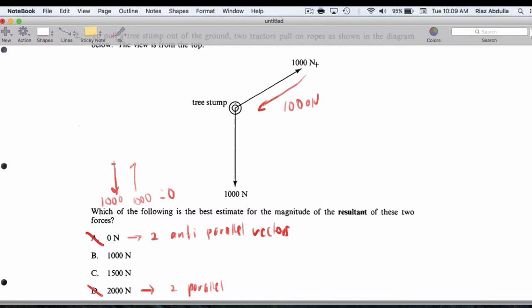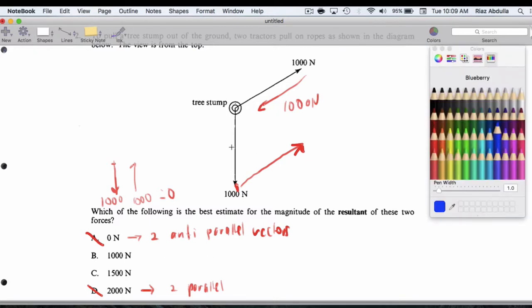Now here, let's actually try to figure out what's going to happen. So here's what I would do. If you remember, there's a technique called head-to-tail addition. So I can take this vector, and I'm just going to move it here. And we're going to take the head of this, connect it to the tail of that. And so the resultant vector is going to be this big, definitely less than 1,000, or definitely less than 1,500. So that's not going to work. So it looks like our resultant vector is in fact 1,000.